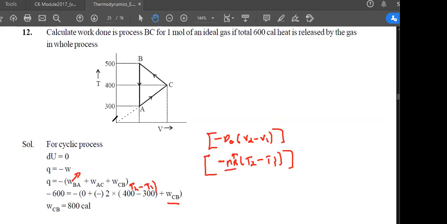Now see, everything is in calorie. This energy is in calorie. So if this is in calorie, R will be 2 calorie. The value of R in calorie is 2. In case of joule, it is 8.314. Got it, everyone?